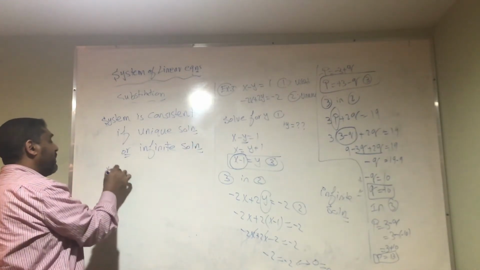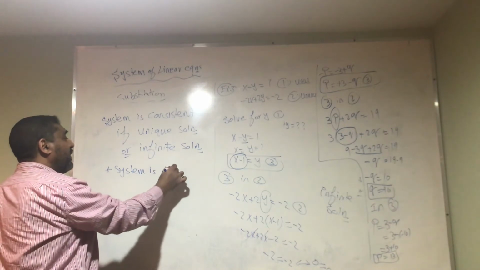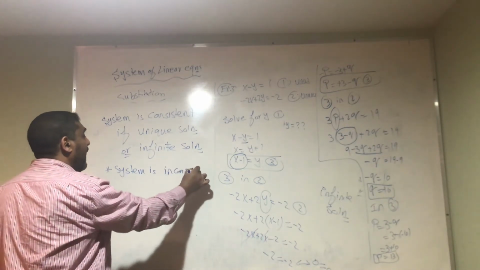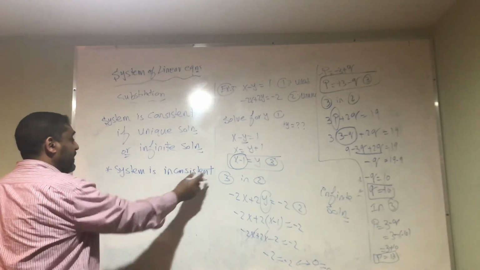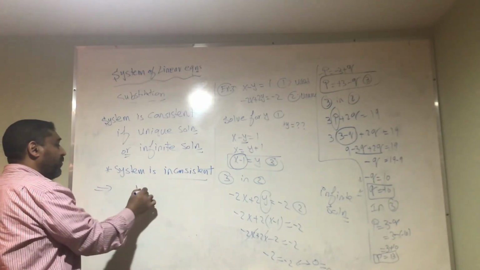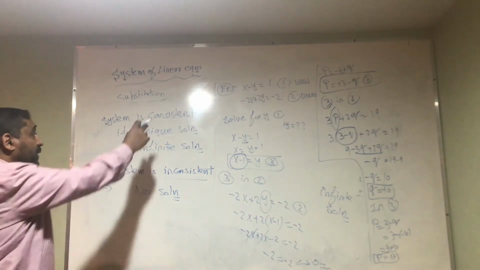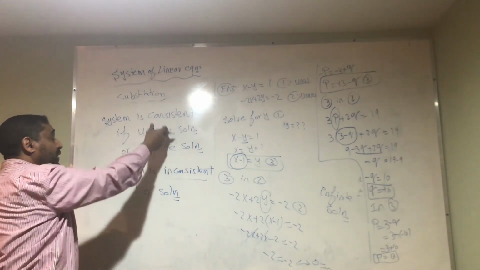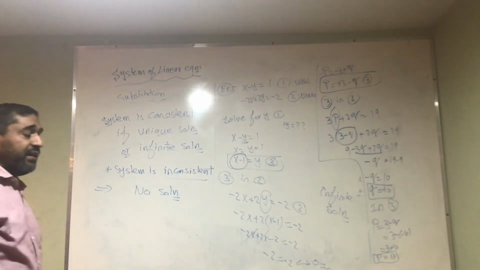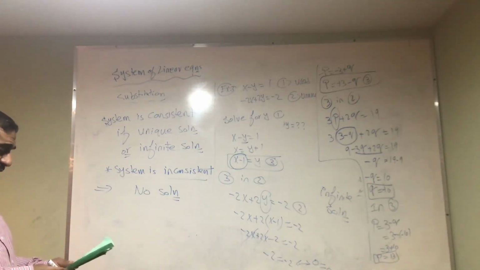And also the system here, we call it inconsistent. The system here is inconsistent, means when you have no solution. I don't have solution. So when I say the system is consistent, it has solution. It could be unique or infinite. Inconsistent here when you have no solution. All right, guys. So that is one way here for substitution.